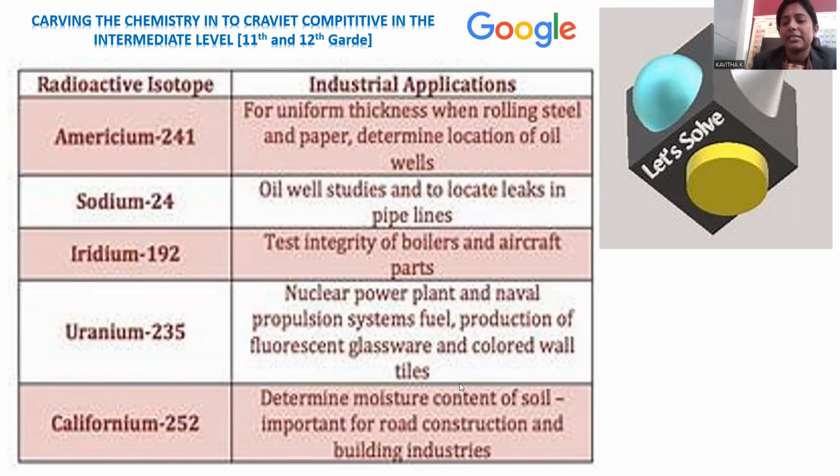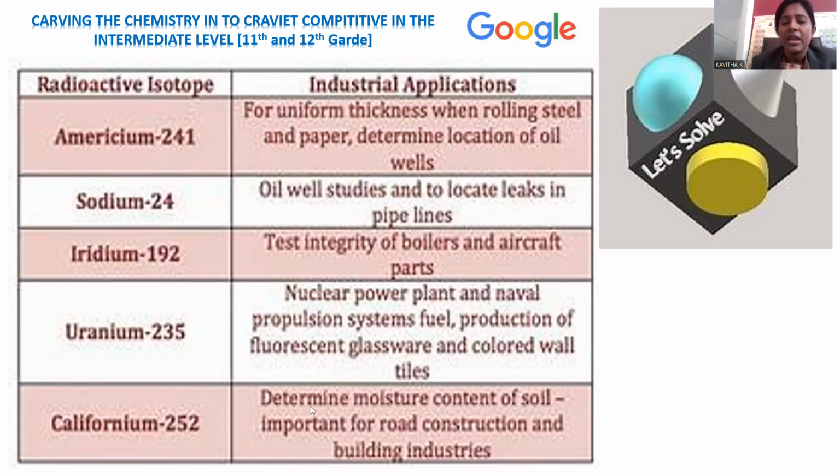Colored wall tiles. We just came to know that fluorescent material is used for decoration purposes, like in construction. You can use wall tiles as well. Uranium 235. Fine. So californium 252 will be there. This is another element or isotope found in a block as well, right?